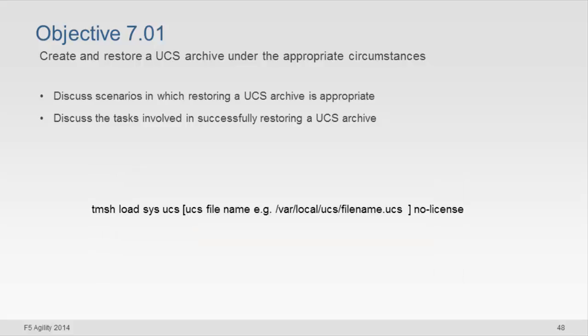We have the ability to create and to load archives from the command line. This is an example of us loading a UCS archive from the command line. I have a switch thrown onto the end of this command that is the no license switch. And this one is handy whenever you're doing our VLabs, because every 45 days your license is going to expire. And if the archive you're trying to restore is older than 45 days old, it's going to have an expired license key in it.